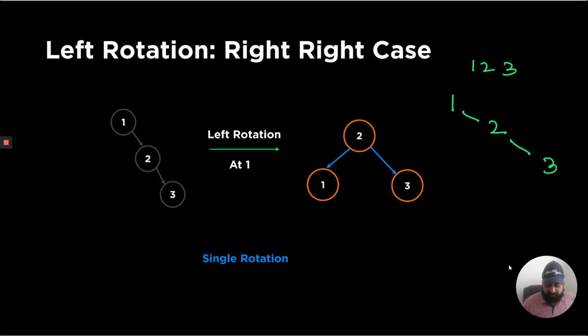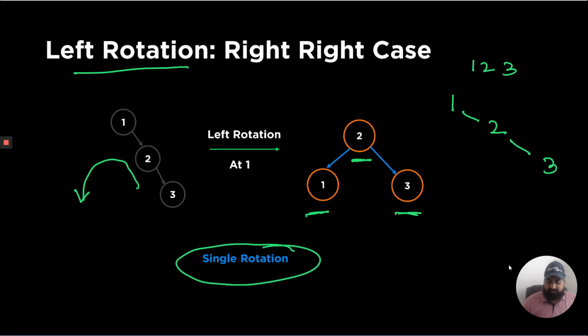of tool of rotation, is this left rotation, which is we are going to rotate it anti-clockwise. And we are going to rotate it always at the parent node, which is we have these three nodes. So 2 will become the parent, 1 will become the left child, and 3 will become the right child. So this is an example of single rotation because we have just rotated it once.